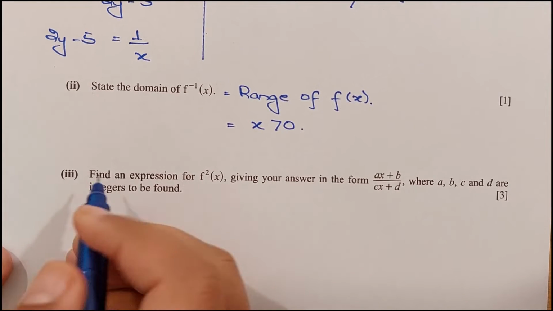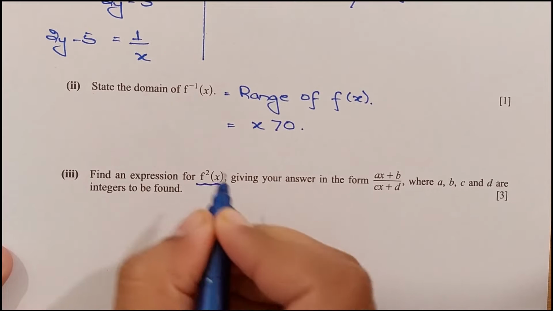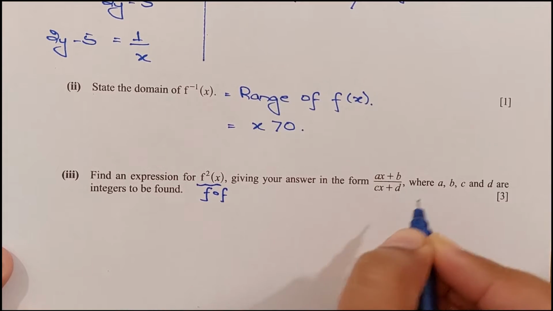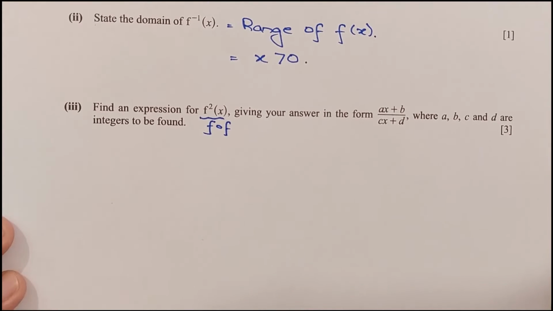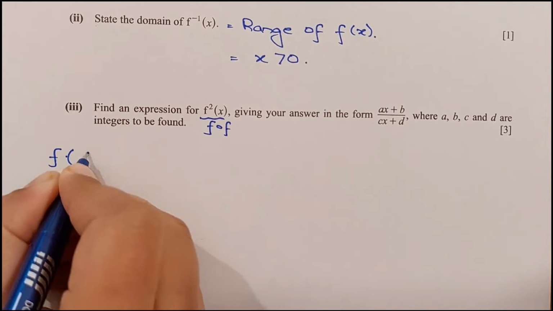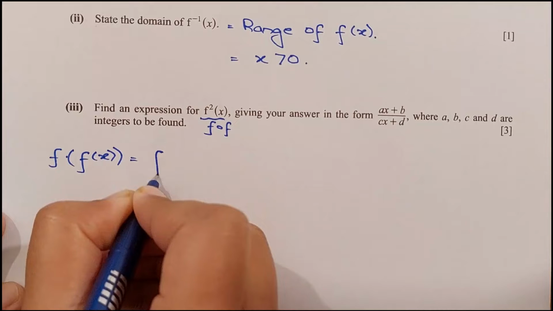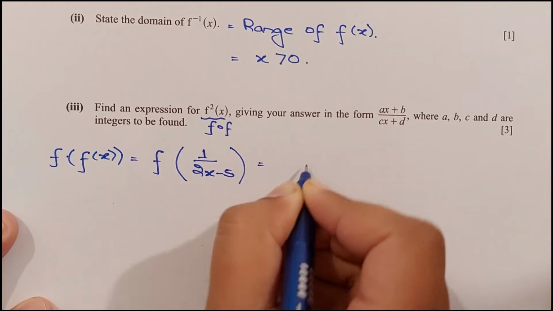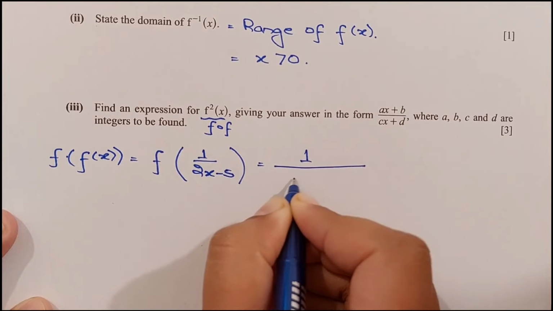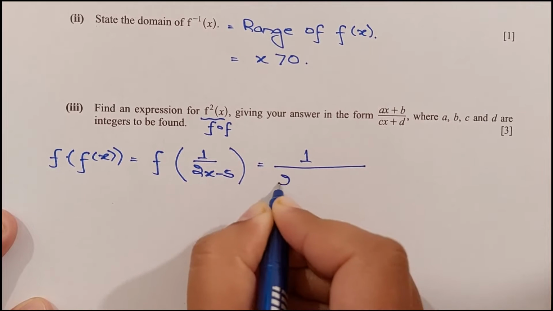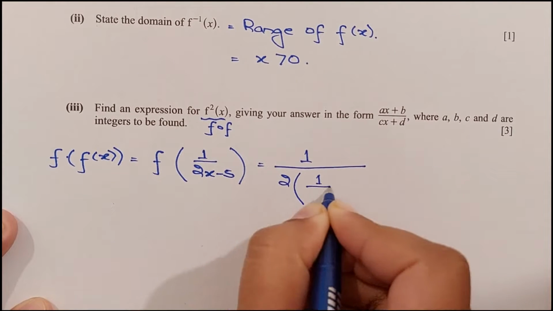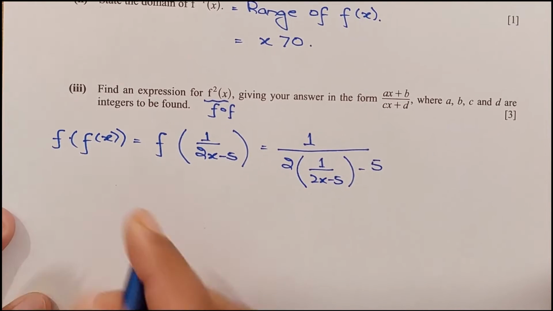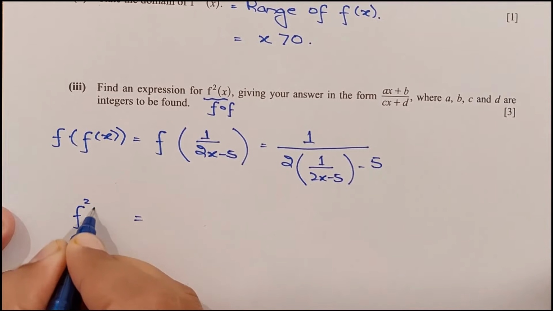Right. Now for the third part, find an expression for f squared of x. f squared of x means f composed with f. Giving your answer in the form (ax + b)/(cx + d), where a, b, c, and d are integers to be found. Right. So f(x) is 1 over 2x minus 5. And here we have 1 over 2 times 1 over (2x − 5), minus 5. Right. Let me simplify it further. This is f squared of x.